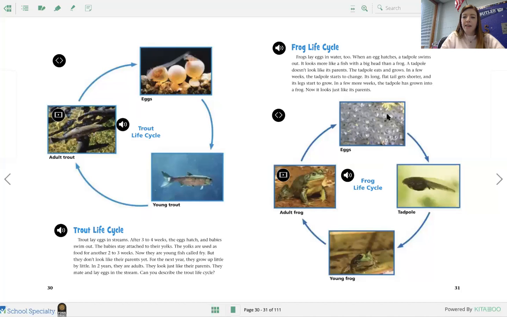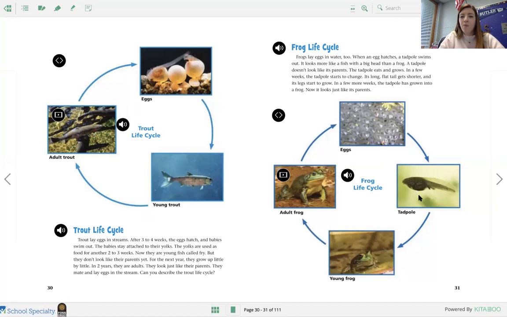All right, and finally, frog life cycle. Frogs lay eggs in water too. When an egg hatches, so here are the eggs, a tadpole swims out. It looks more like a fish with a big head than a frog. A tadpole doesn't look like its parents. The tadpole eats and grows.